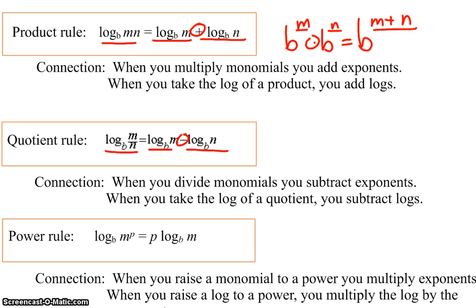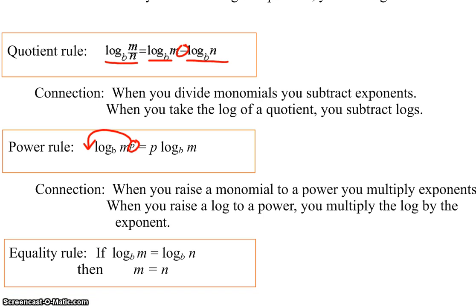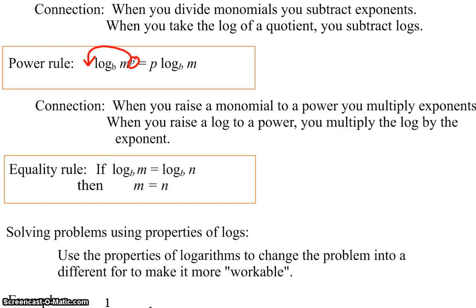when you were dealing with division problems in exponents. And the power rule is probably the most important one because remember you multiplied the power. Well, in this case our power is going to drop in front and multiply the log, and that gets used a lot. Specifically, you'll use it a lot in calculus. Now the last one is more of an inspection rule. If you can see that they both have the same base, everything is the same except the m and the n, then you know that m equals n, and that is the equality rule.